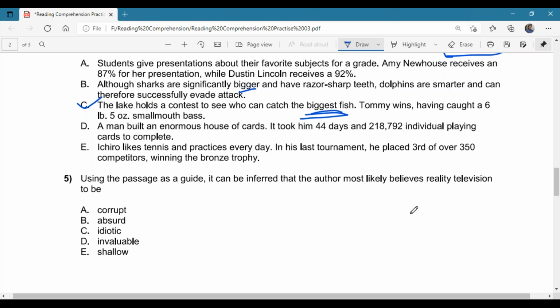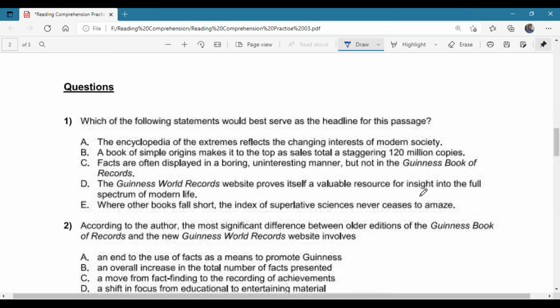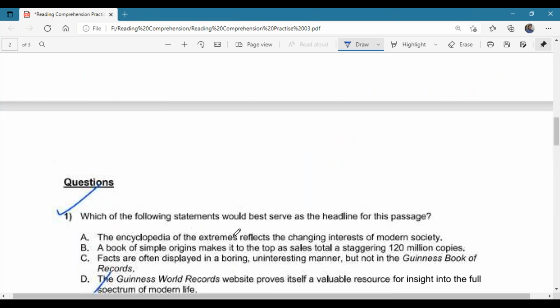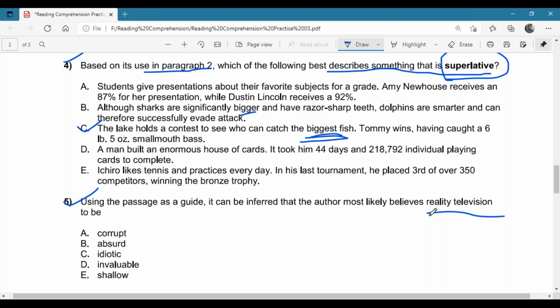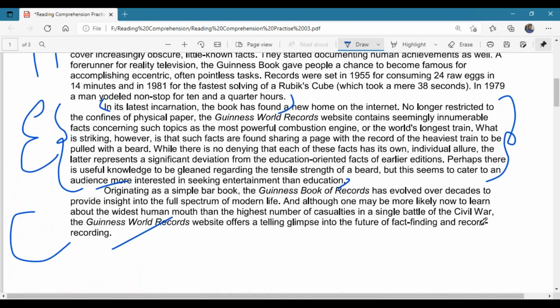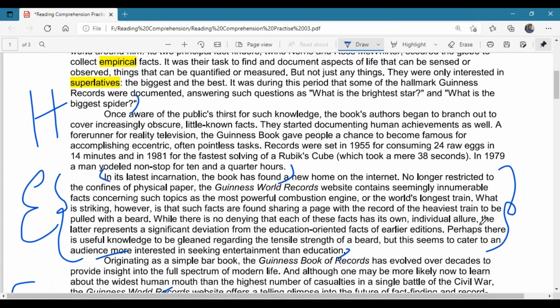Using the passage, it can be inferred that the author most likely believes reality television should be... So you should identify the answers for 1, 2, and 5 now. Let us go with question number 5 first, because the author is talking about reality television. Reality television is the keyword. Now go and identify where reality television is. In which paragraph is the author talking about reality television?